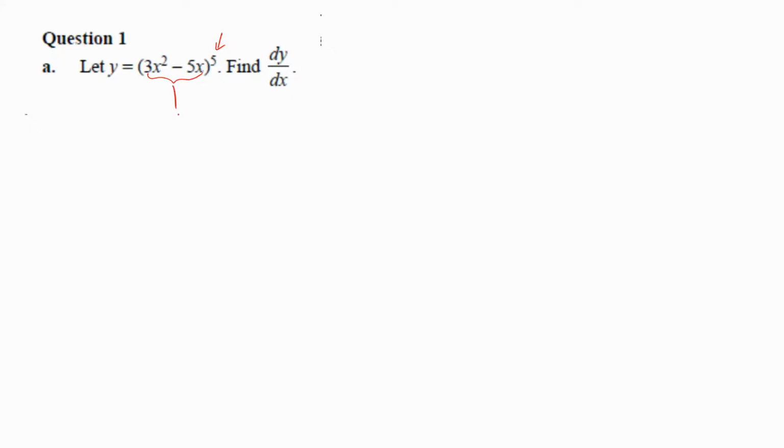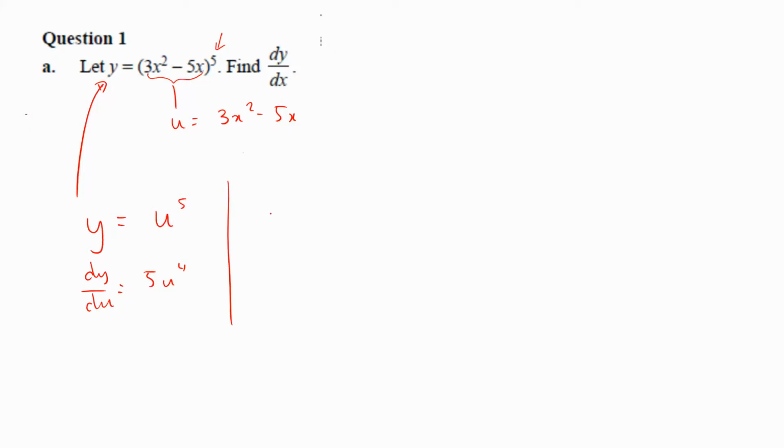So what I'm going to do is call that u: 3x squared minus 5x. Why? Because this changes the equation to y equals, instead of the entire quadratic equation, just u to the power of 5. So that means dy/du is equal to 5u to the power of 4.